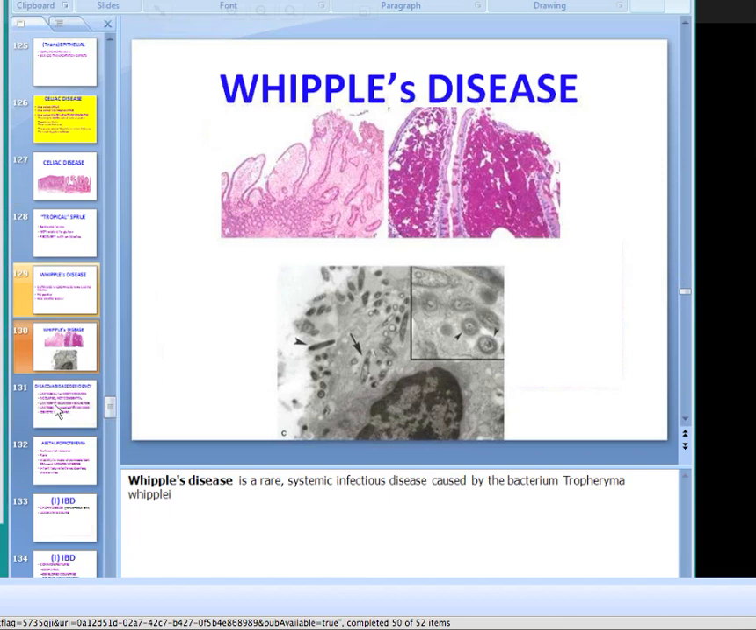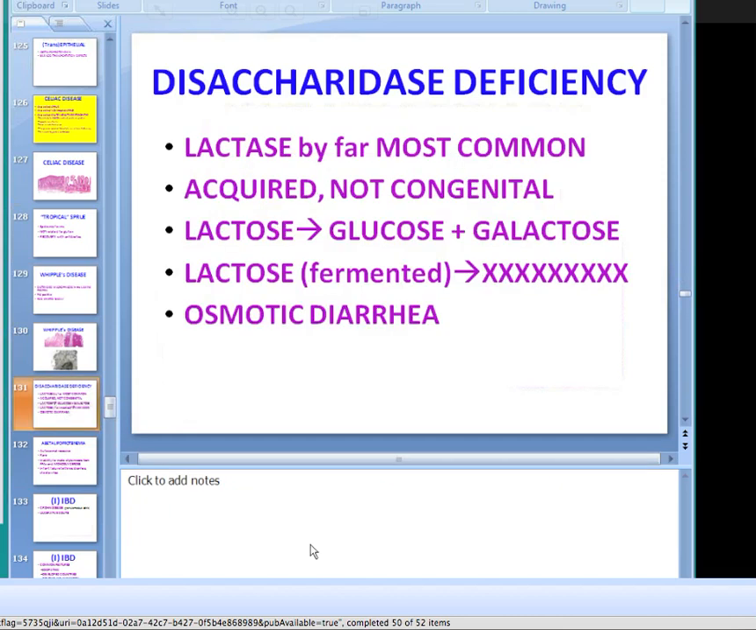And no, Whipple's disease is not gotten from squeezing the Charmin.